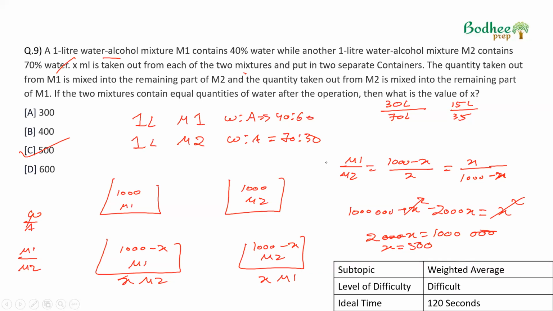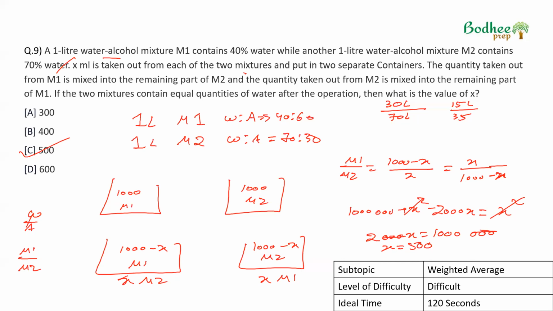Now here, if I look at the level of difficulty of the question, I will call it a difficult question because unless this concept works out, it is a little difficult to solve. But once this ratio is there, the question becomes easy. In any case, solving time should not be more than about 2 minutes.